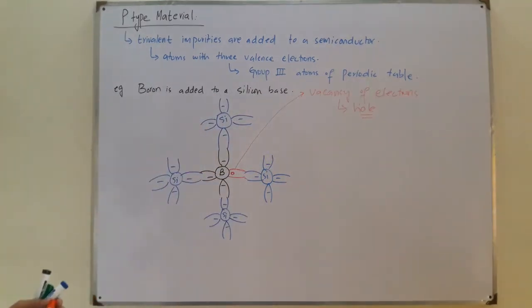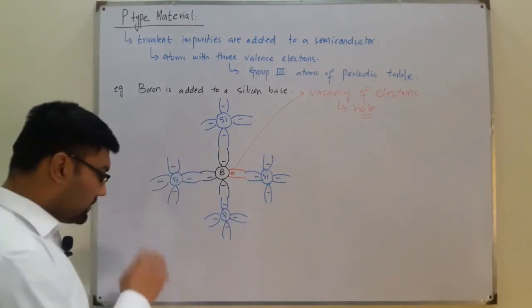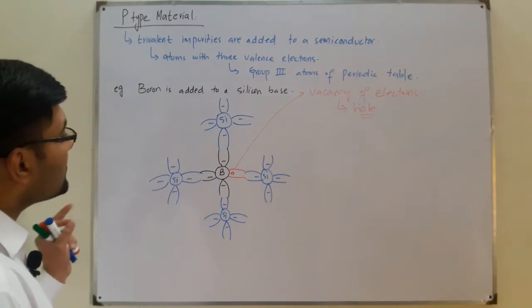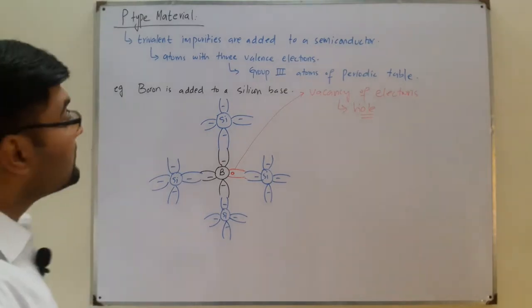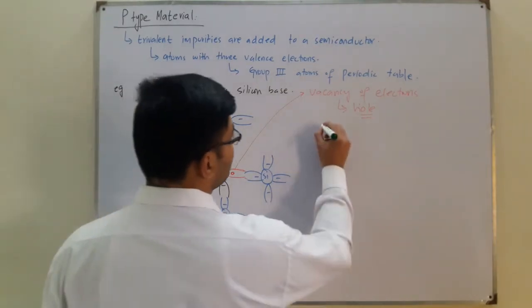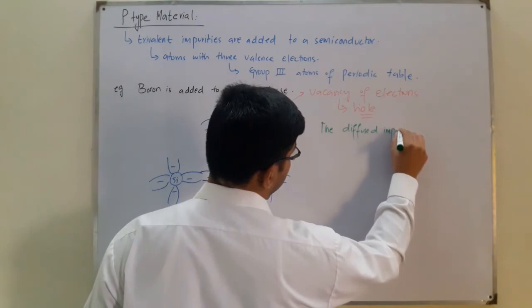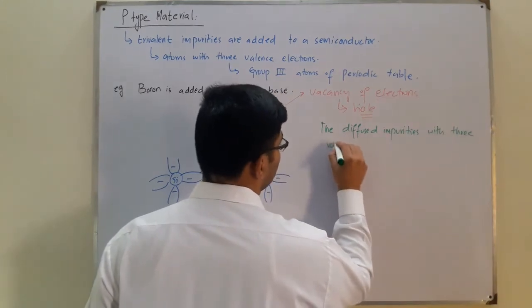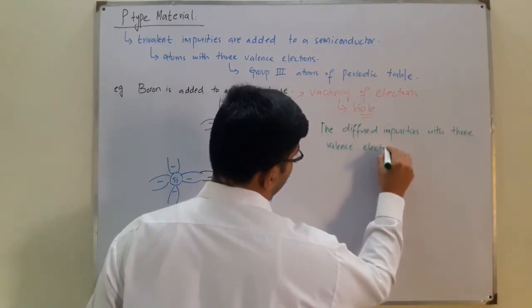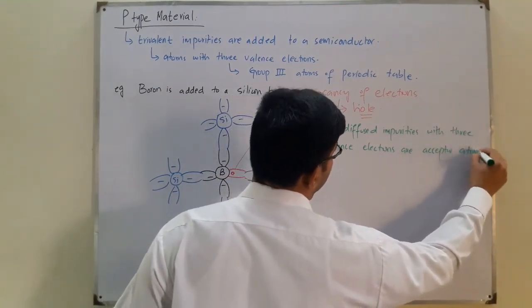All right. Now what do you have? Now as there is a vacancy of electrons, so this can readily accept any free electron from outside and form a covalent bond. So we can say that trivalent impurities are acceptor of electrons, right? The diffused impurities with three valence electrons are acceptor atoms. As we saw in the previous video, the diffused impurities with three valence electrons are acceptor atoms. Is that fine?